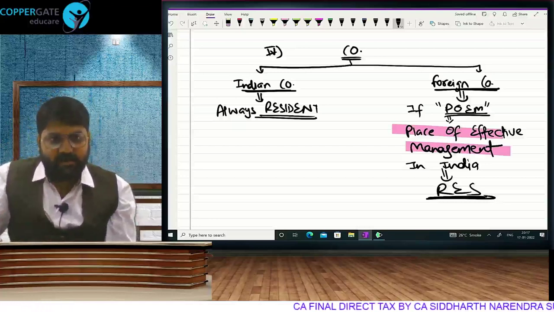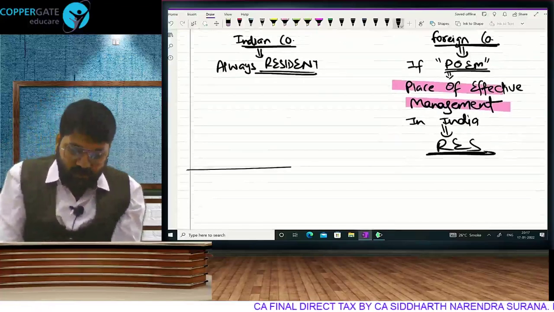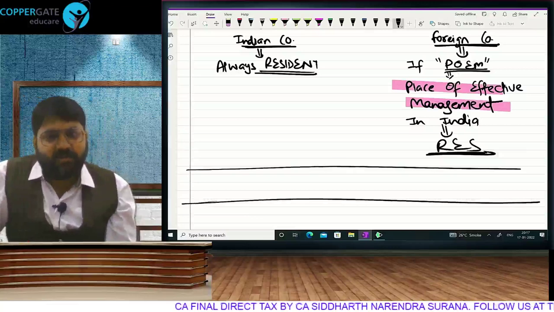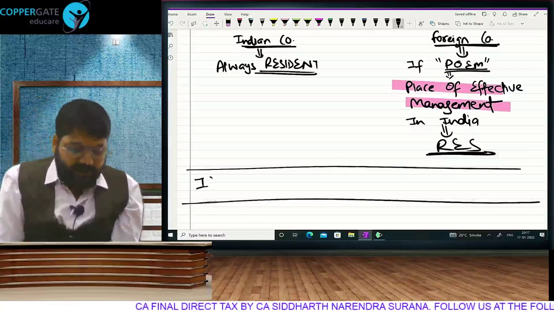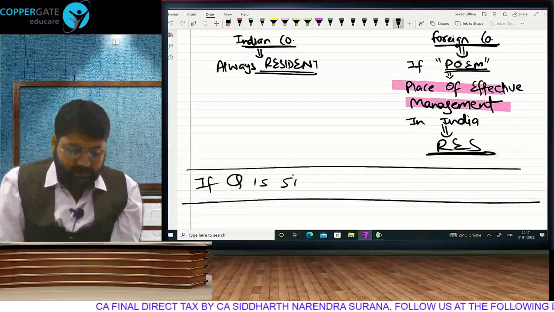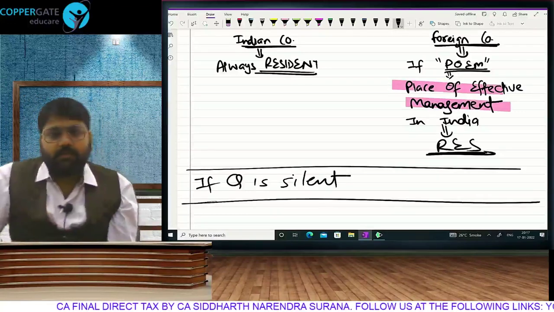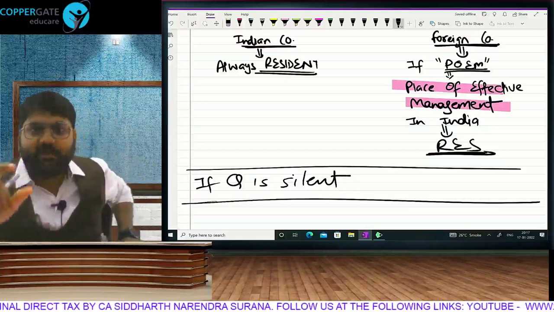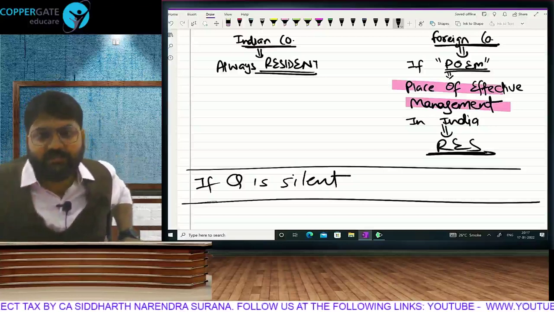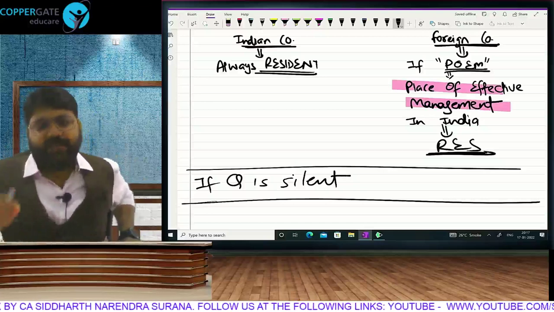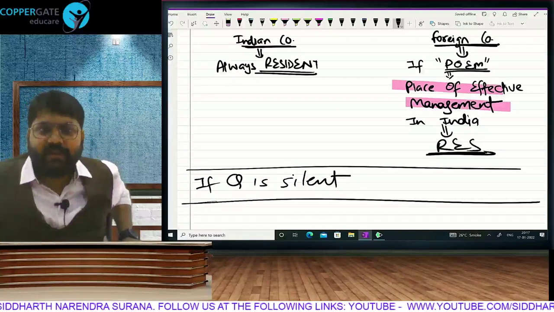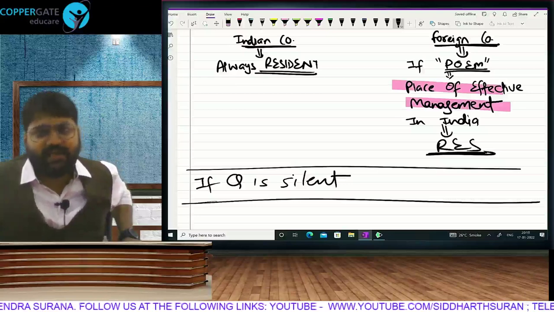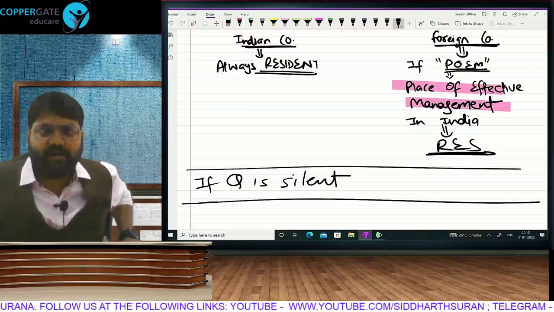Okay. One last note if you wish to write. Writing in your brain is more important than writing on the notebook. If the question is silent, you know, the question is telling you to compute the total income of the assessee, and in the question, they have given some incomes of India, some incomes of foreign. If it is non-resident, only the Indian income will be taxable. Yes or no? And if it is a resident, then both will be taxable, Indian income and foreign income.